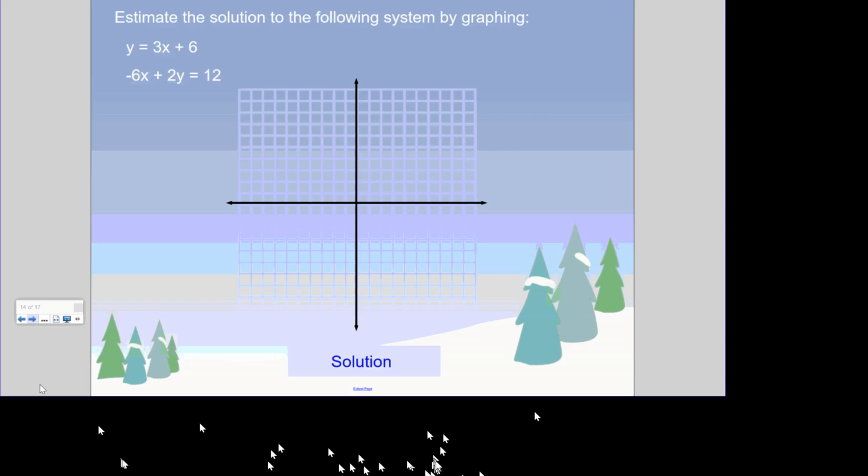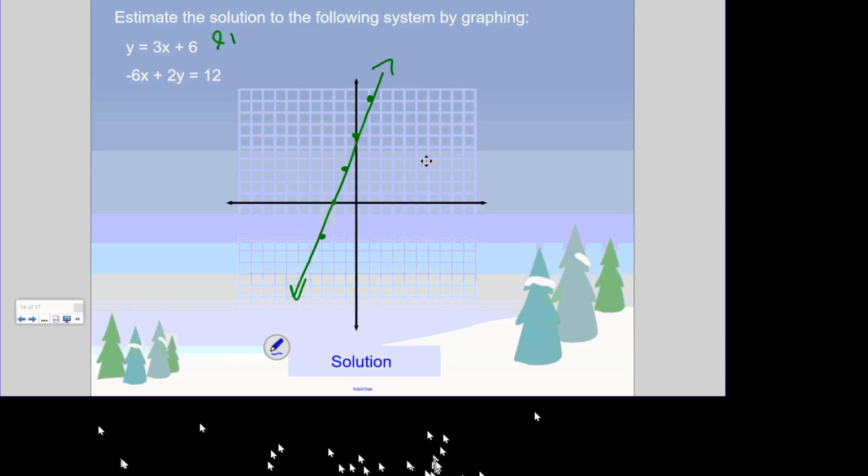Okay, let's go ahead and graph this one together, just because they're not both given in slope-intercept form. So the first one we can certainly graph the way it's given. It's y equals 3x plus 6. So the y-intercept is 6, and then we're counting up 3 over 1, or down 3, left 1. Getting several points, 1, 2, 3. Okay, so that's my line 1.